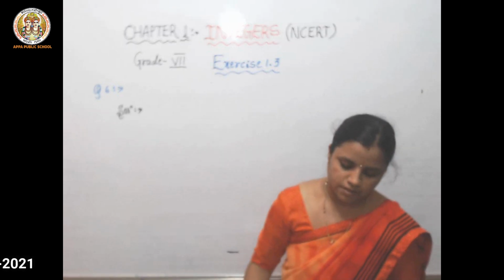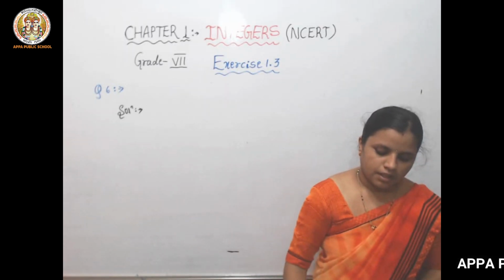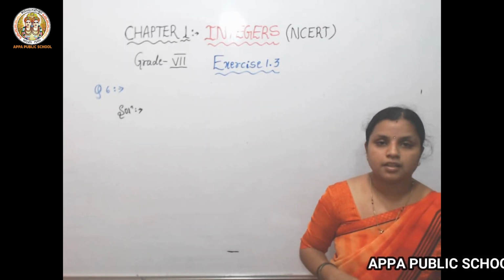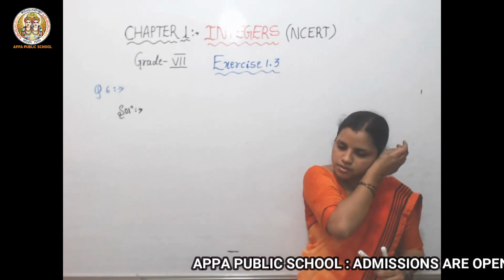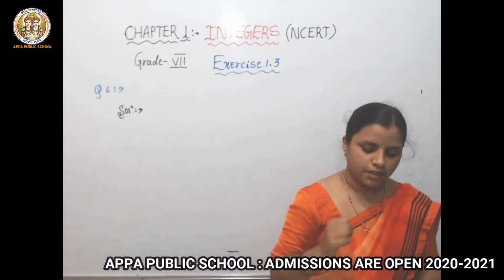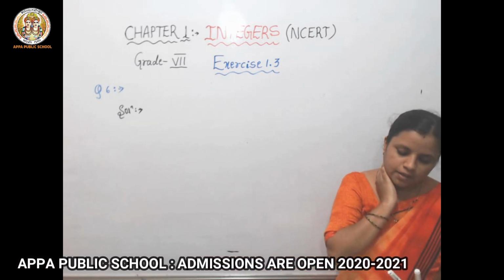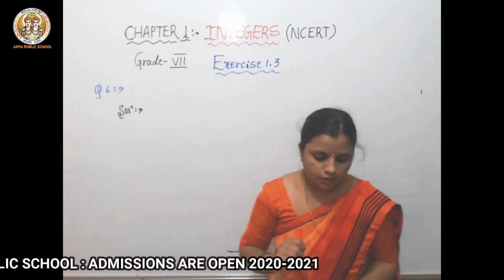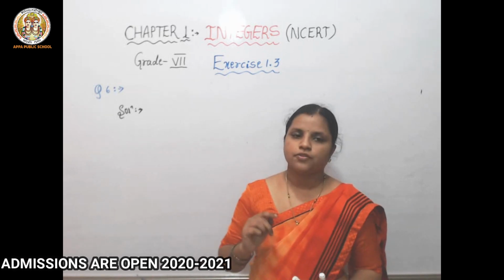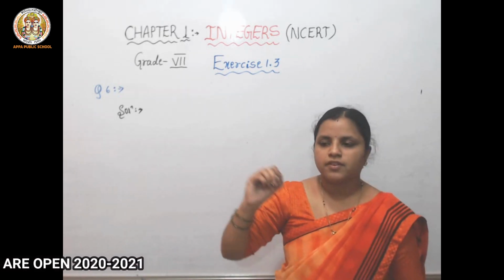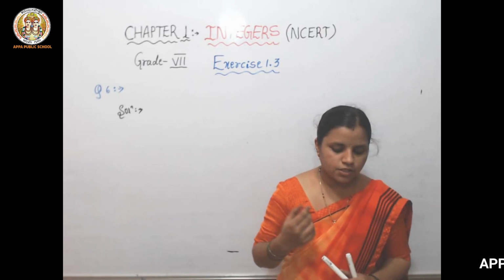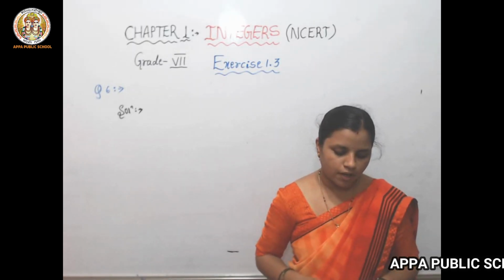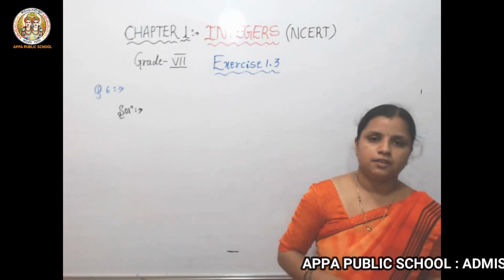See question 7, I'll read it. In a class test containing 10 questions, 5 marks are awarded for every correct answer. So if there is one correct answer, then we are giving it 5 marks. And -2 marks are awarded for every incorrect answer.